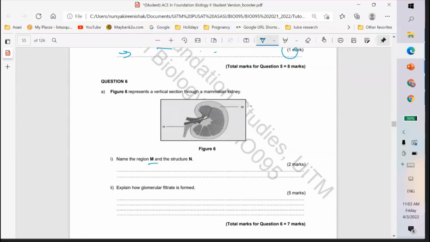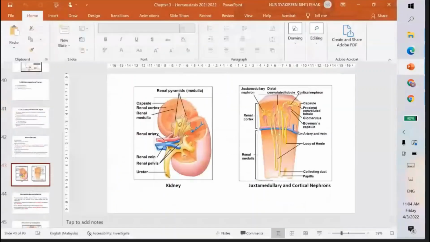M is cortex, N is pelvis. Structure. And if you look at the question here, N is actually ureter. Kalau tengok dalam pada nota awak, pelvis atas lagi. Pelvis yang lagi besar, dia punya funnel dia tu lagi besar. Kalau dekat sini ureter lah.